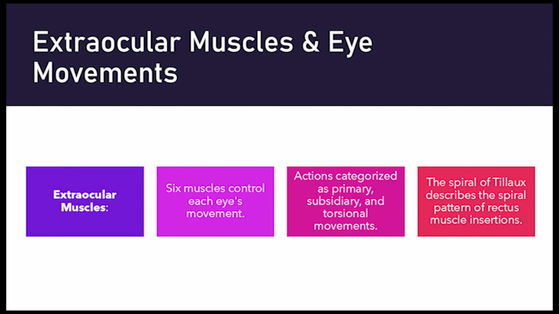The superior rectus mainly elevates the eye, but it also contributes to inward rotation. We call that intorsion. And the inferior rectus does the opposite. It mainly depresses the eye and helps with outward rotation, or extorsion.